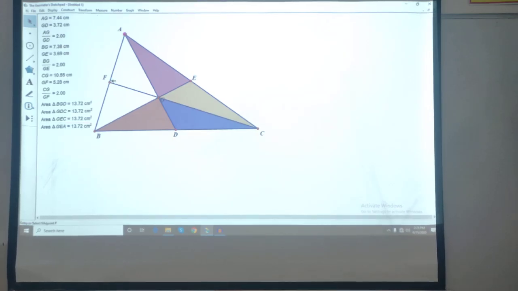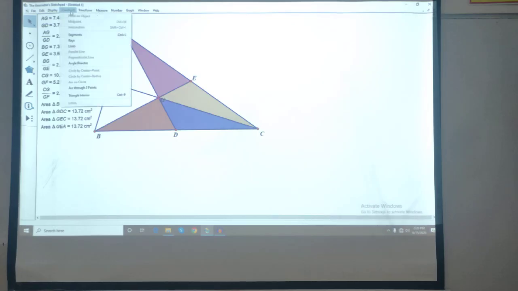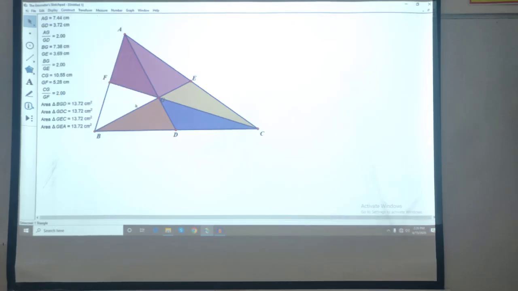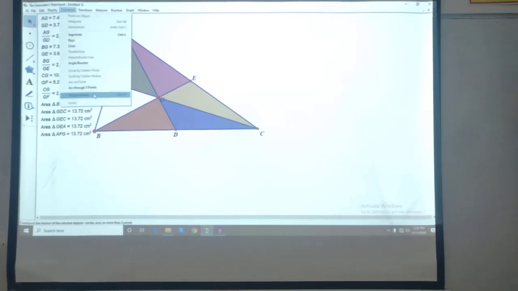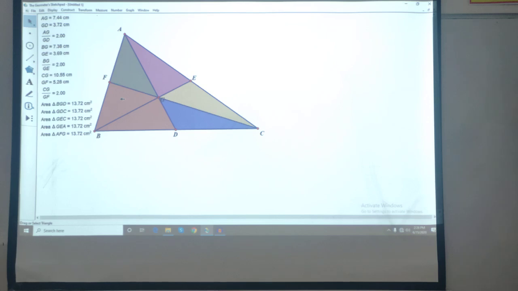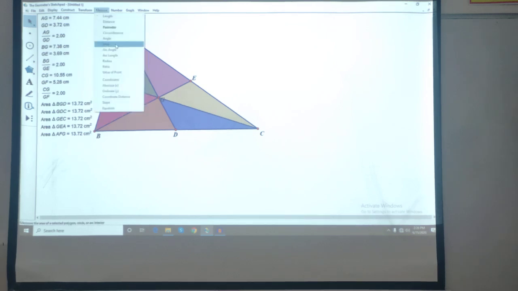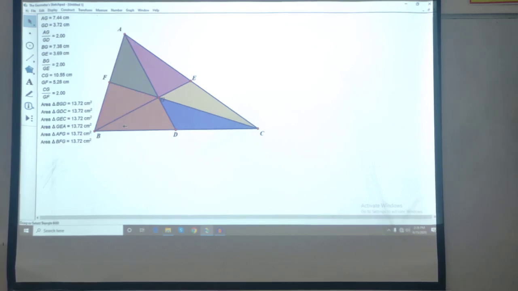Again, if I select these 3 points A, F and G, you can go to construct, make the triangle interior, and get their area as well. Then this is B, F and G. I am making the triangle interior, and I can calculate their areas. You have seen that all the 6 triangles are equal in area.